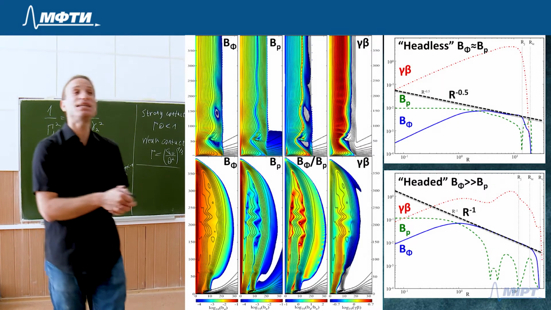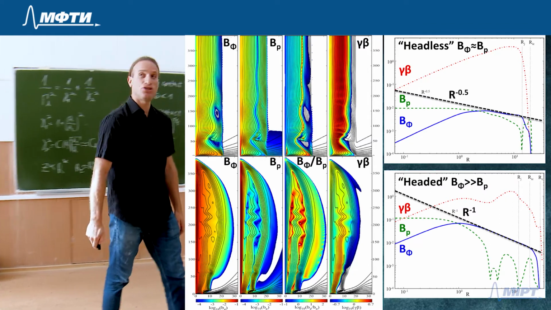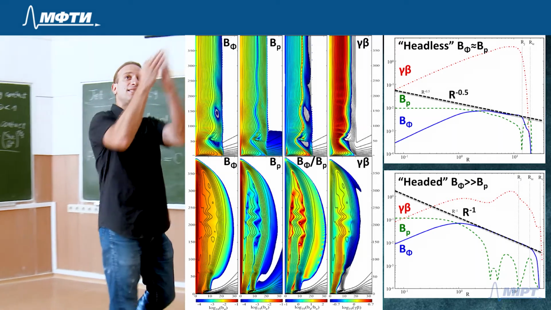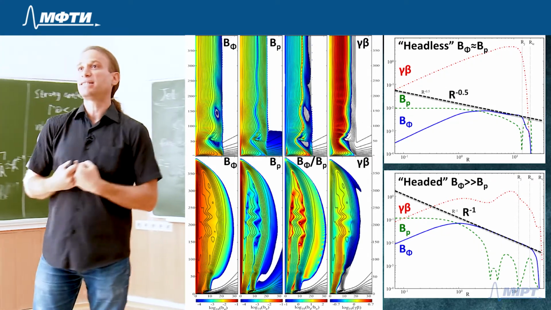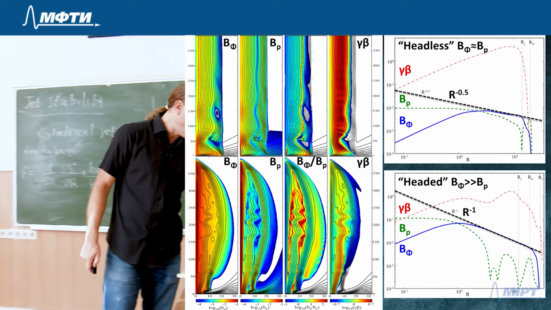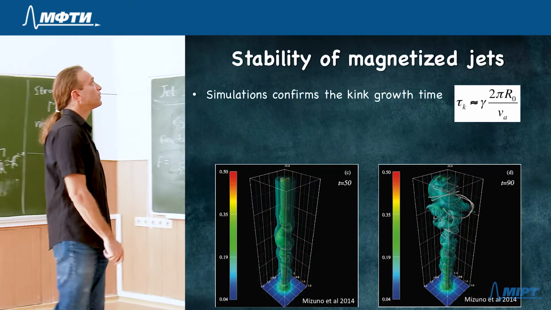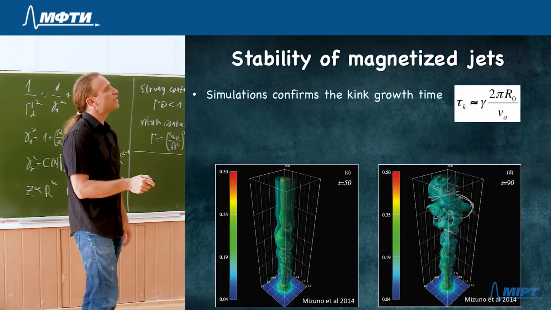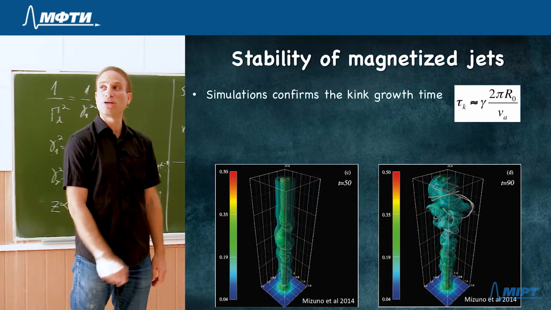So this is a headed jet. And headed jets are less stable than non-headed jets. So when the jet propagates inside the medium, the existence of the head will make it unstable. And this instability will bring dissipation into the magnetic field. So these are stable jets and these are unstable jets, and the difference between them is the configuration of the magnetic field.